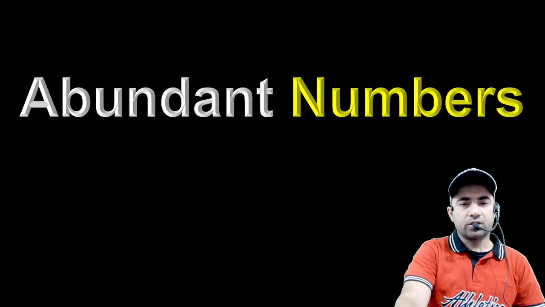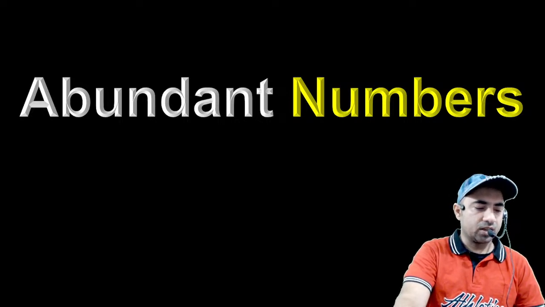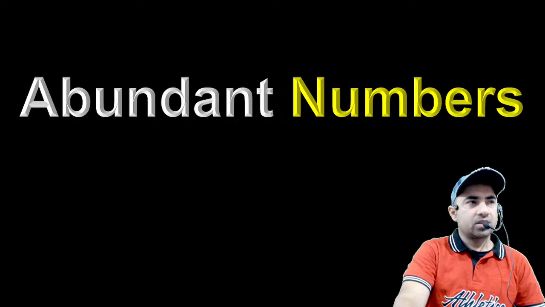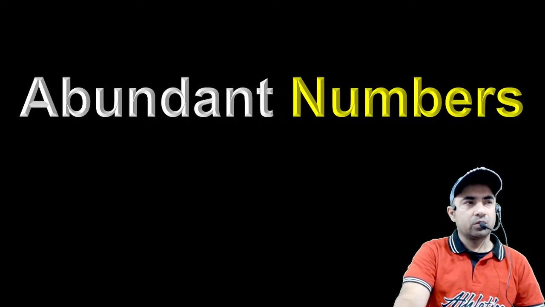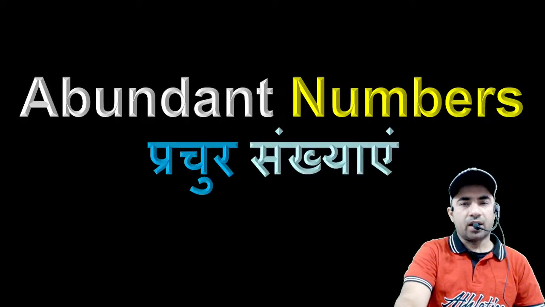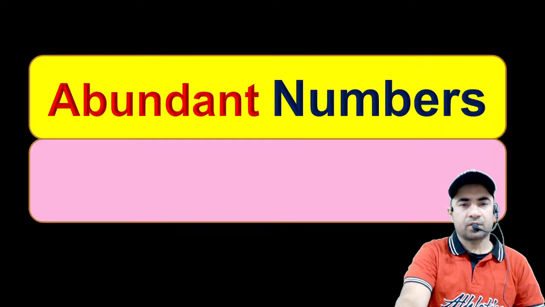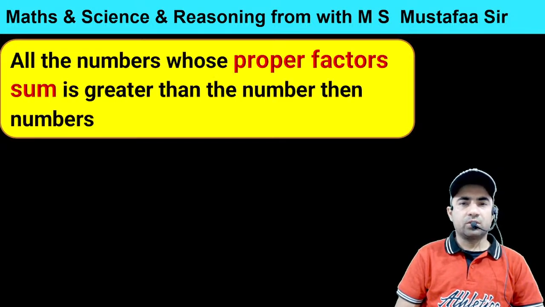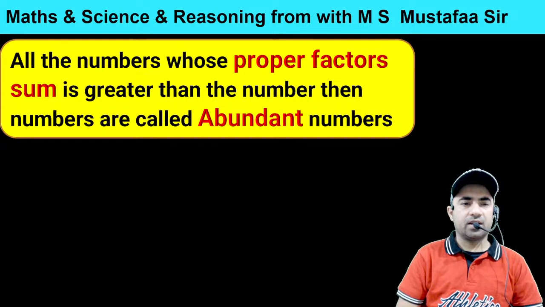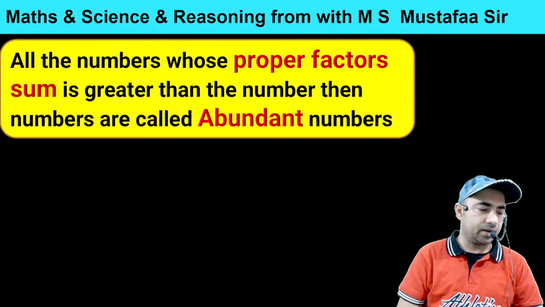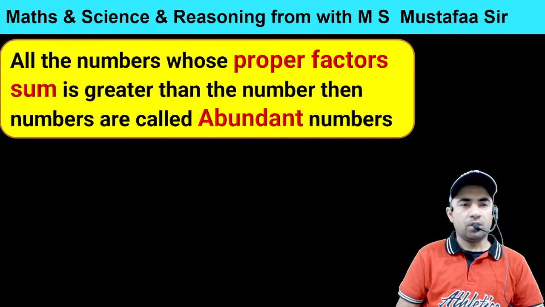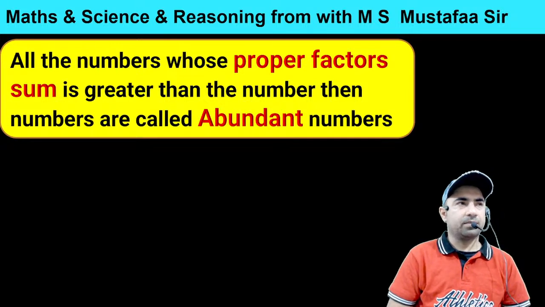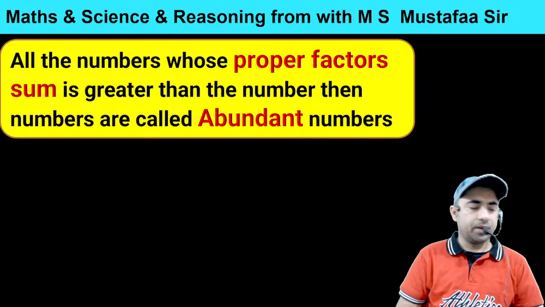Now we are going to discuss what abundant numbers are. We have discussed perfect numbers: when a number's proper factor sum is equal to the number itself, it is called a perfect number. Now, what are abundant numbers? When the sum of all proper factors is greater than the number, then the number is called an abundant number.